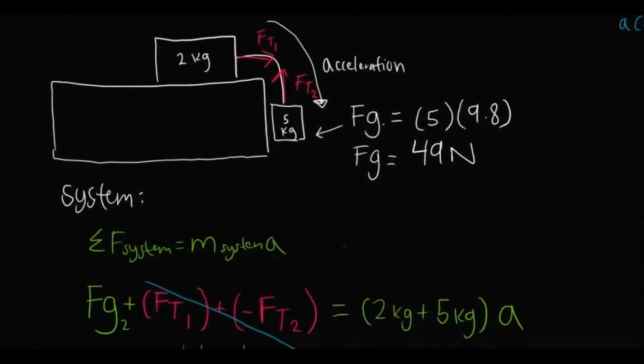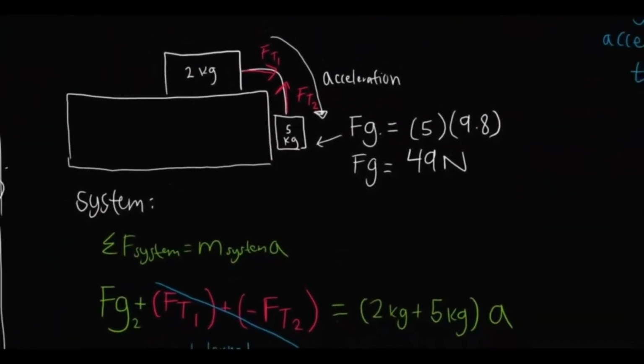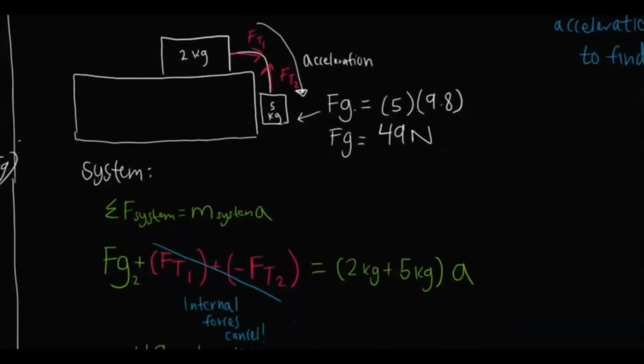So here's a little practice problem. We have a system of two blocks connected by a string. It's accelerating downwards because of the 5 kilogram mass, and the 2 kilogram mass is just on the table. When we observe it from a system's perspective, the net force on it is just the force of gravity acting upon that 5 kilogram mass. So the force of gravity would just be mg, 5 times 9.8, equals 49 newtons.